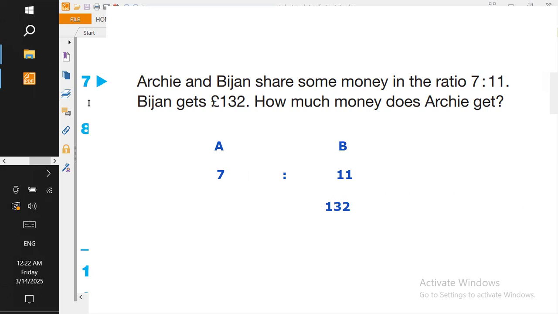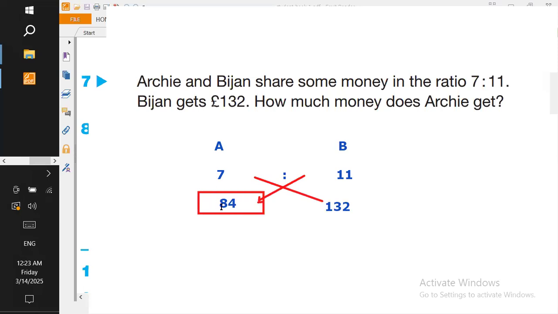Now, because I have ratios and I have an amount for one of the ratios, to find the missing number, I can use the x method. So I can multiply this by 7 and then divide the answer by 11 to get the missing number. So basically, I use the x method here. 132 times 7 equals 924, and then divide by 11. This will give me 84. So the final answer is 84. Archie's share is 84.